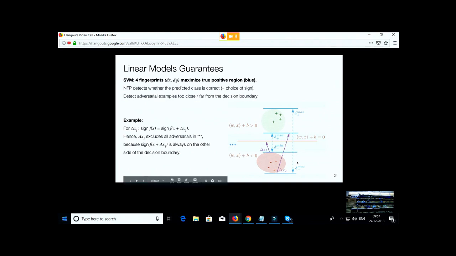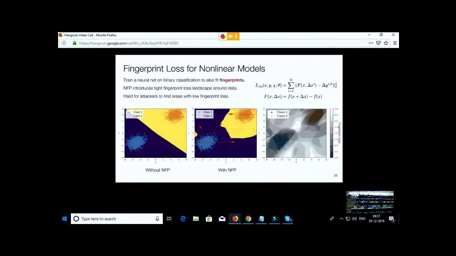Okay, so it turns out that you can do this for linear models, but what actually happens for nonlinear models? So if you train a neural network on, again, a binary classification, but now with high-dimensional image input. Just to remind you, the fingerprint loss was to train a network to conform to the chosen delta x and delta y's, then you can visualize what happens.